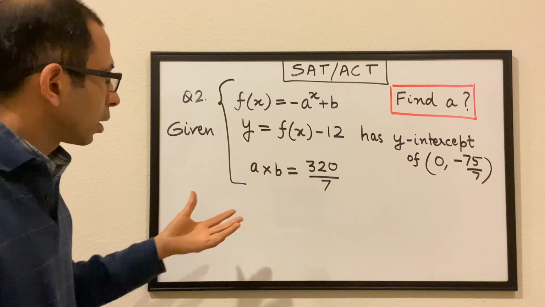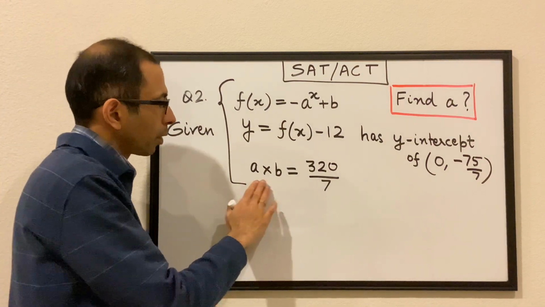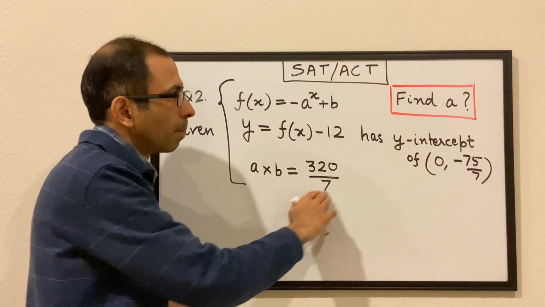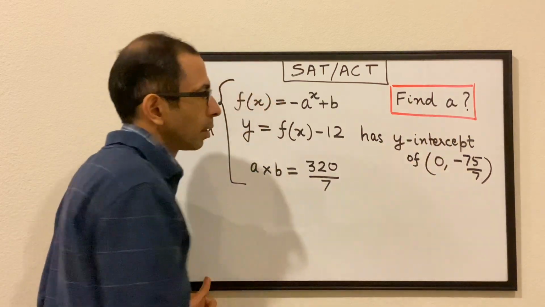Now if we look at this question, the way they have given the product of a times b is 320 over 7, and they are asking us to find the value of a, right?